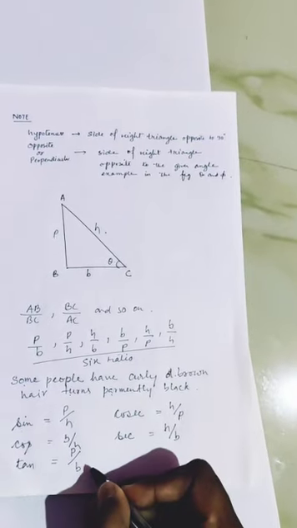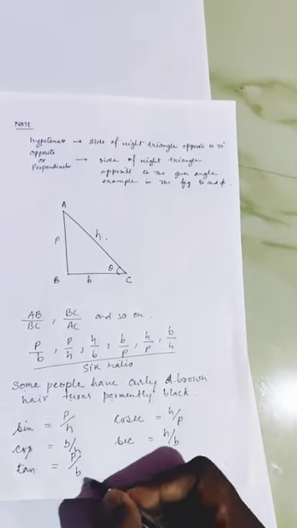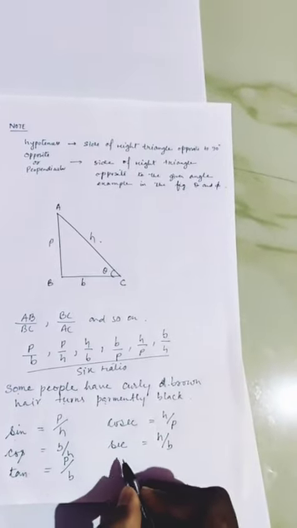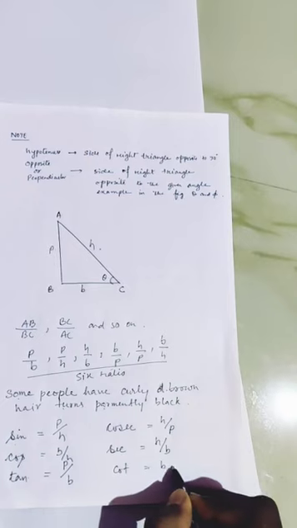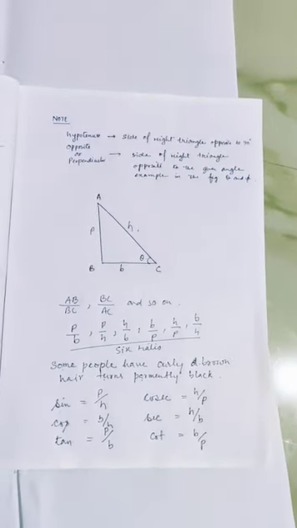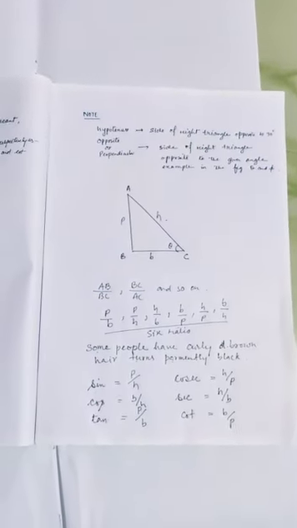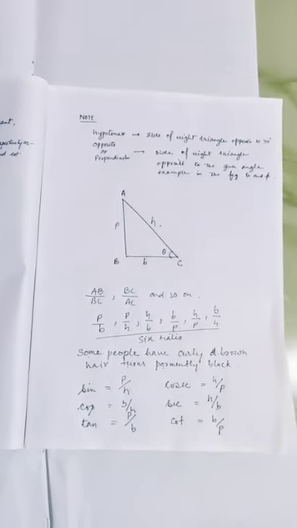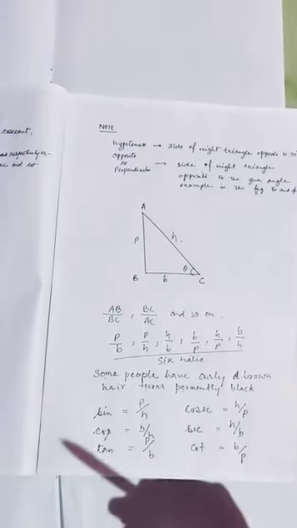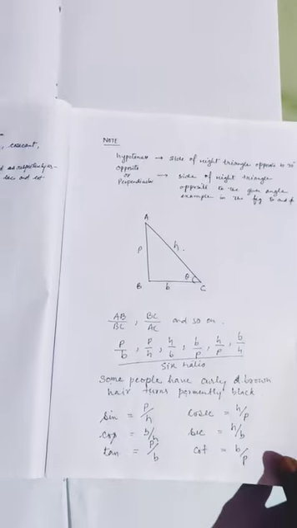And the reciprocal of P by B, that is B by P, is known as cot. Now you know what trigonometric ratios are. These are nothing but the ratios of the sides of a right angle triangle. In some cases you can remember these ratios in another way.